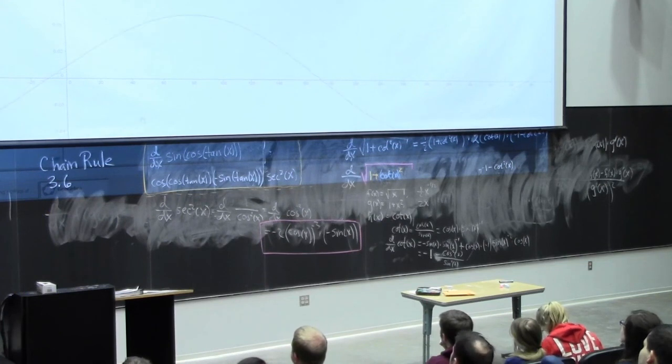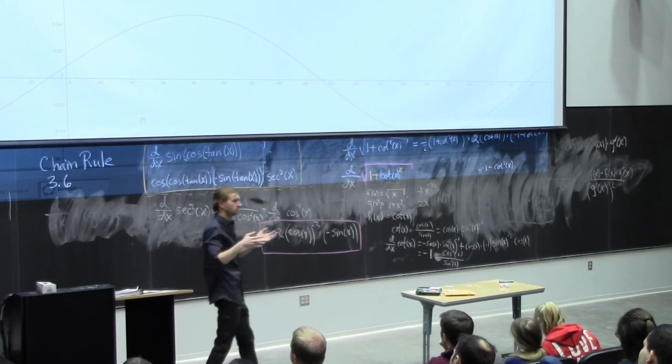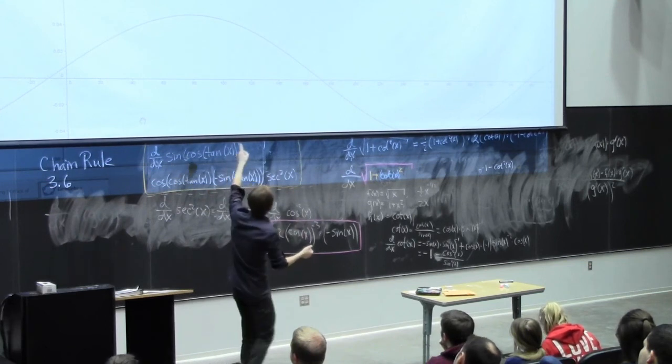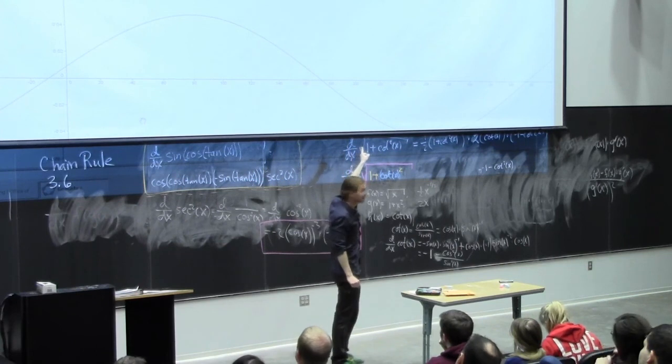Let's think about this. On January 1st, is the day getting longer or shorter every day? It's getting longer. Longer, until about midsummer, right? And then the day's getting shorter.